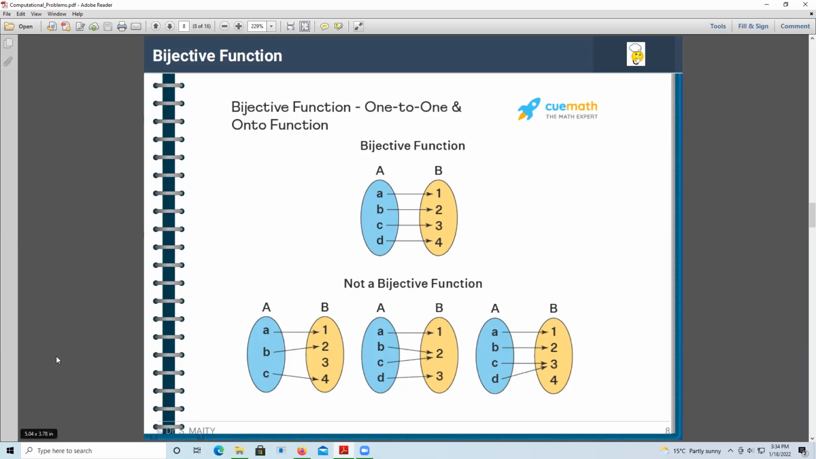Hello, sir. Please. So we have to explain if a function is not bijective, then it would be not a function, right? Then the inverse cannot exist. This you have to establish.